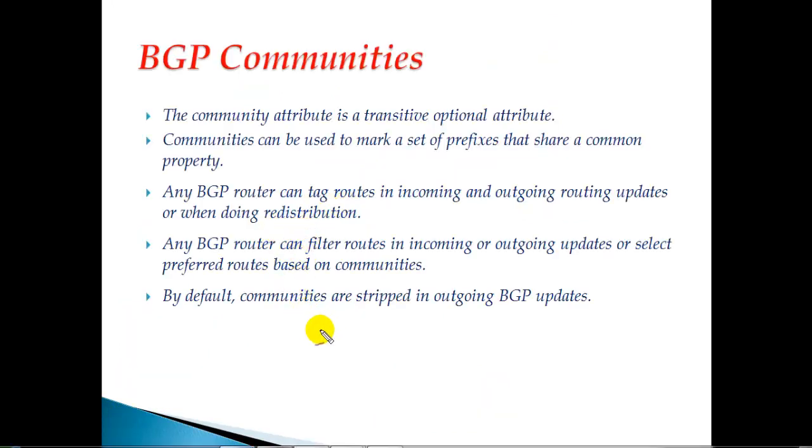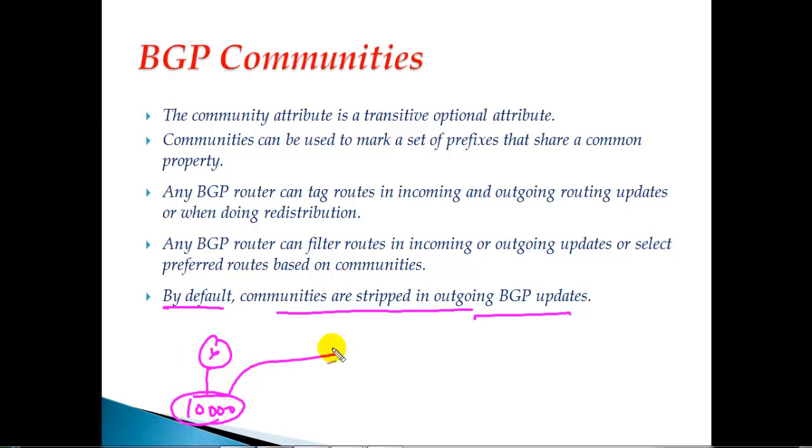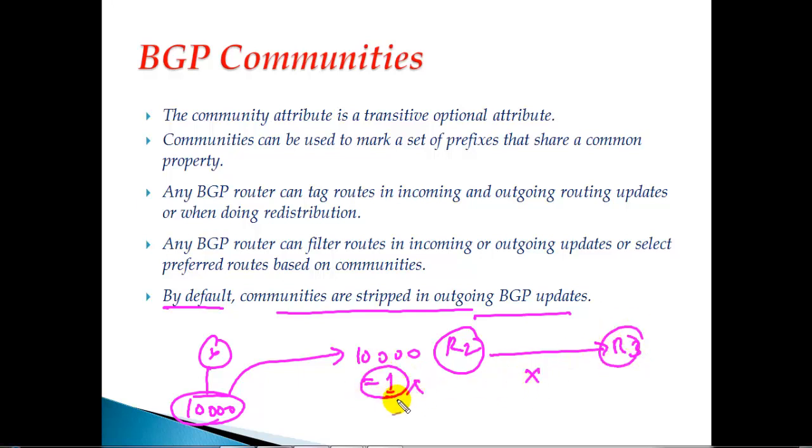Now the last thing is that by default in BGP, community values are removed when routes go out in BGP updates. Just now I said that router 1 is going to advertise the 10.0 network to router 2 along with a community value of 1, and when router 2 is advertising to any other router, it will remove that community information by default. That is the default behavior in BGP.